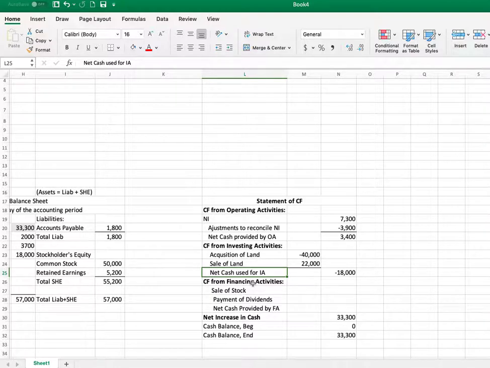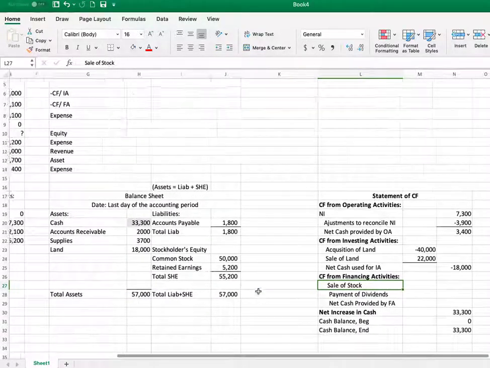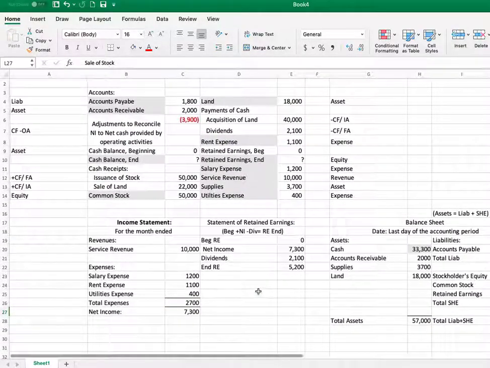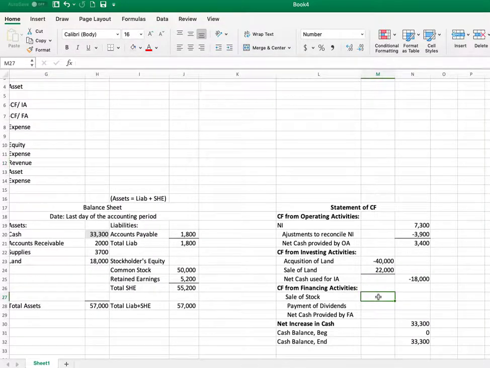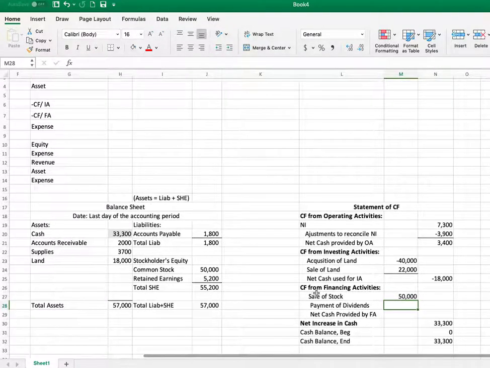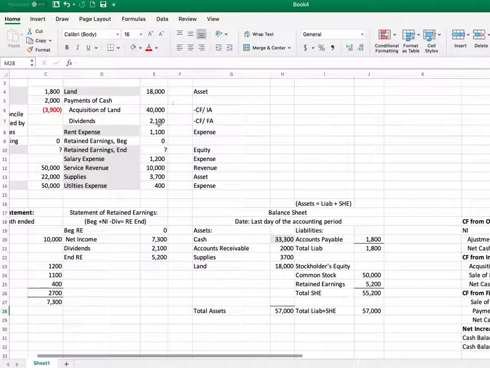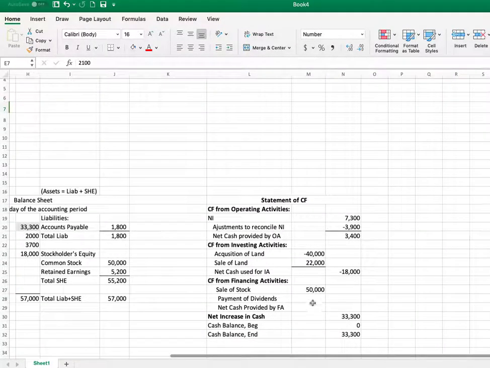Now let's look at cash flows from financing activities. Financing activities have to do with long-term debt, so that's long-term liabilities, or equity accounts. So the sale of stock. Well, the reason that corporations issue or sell stock is to raise money. So here, cash receipts, we issued stock and we received cash of $50,000. So that's a positive number here, 50,000. And then we paid dividends. Dividends are also part of financing activities because it has to do with paying out a payment to our stockholders. So it has to do with equity.